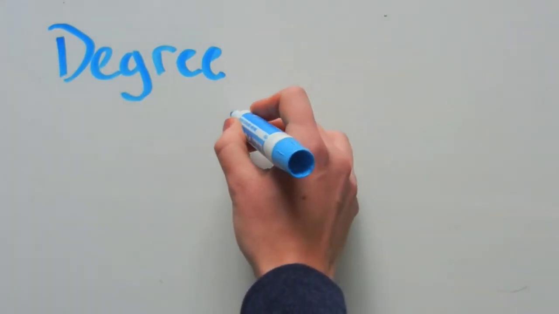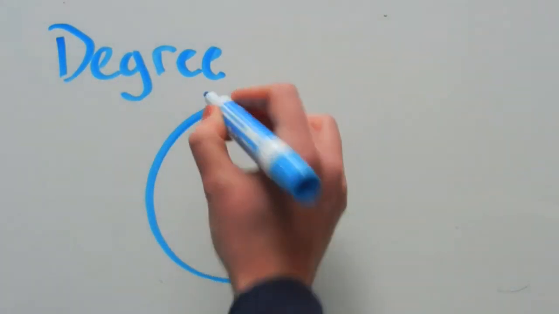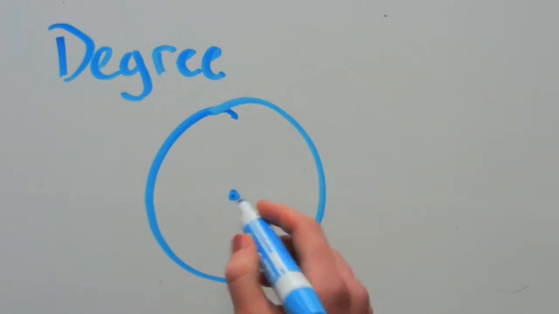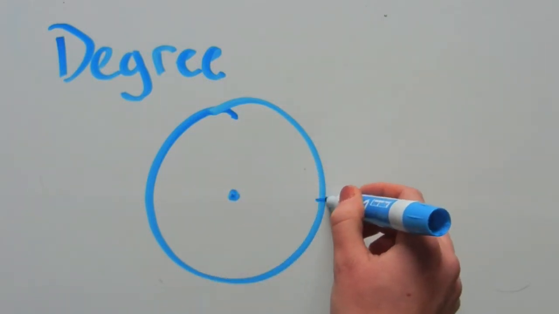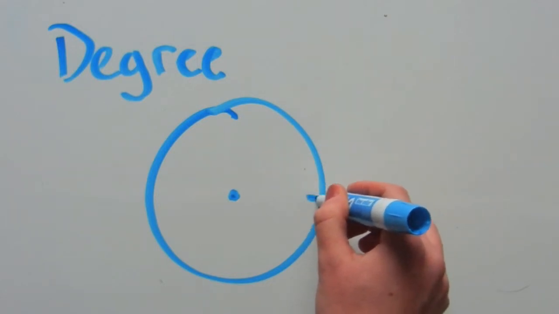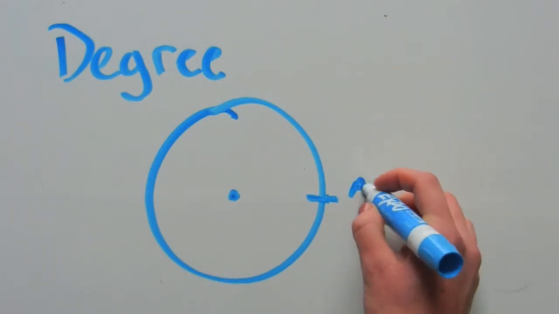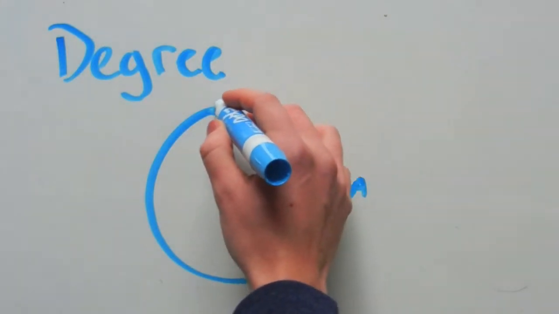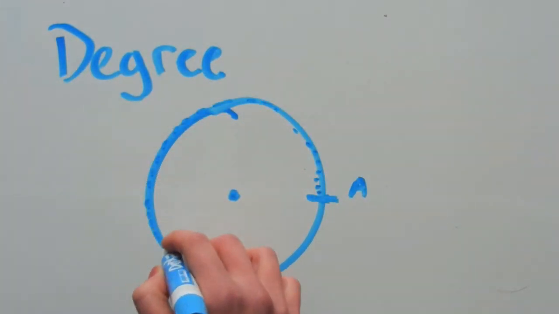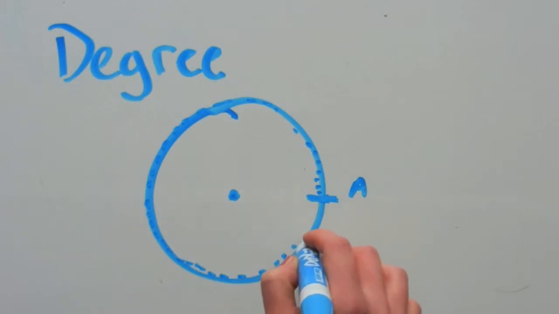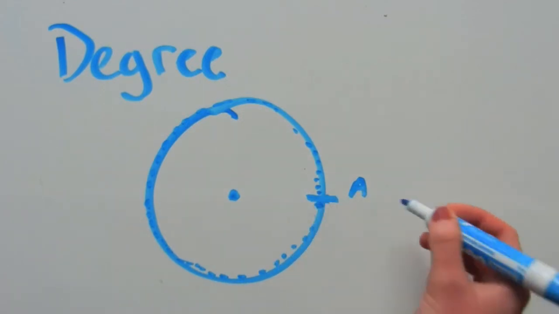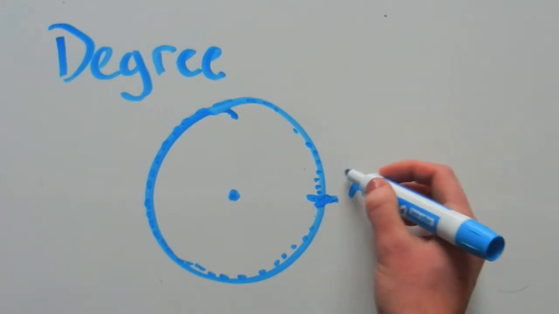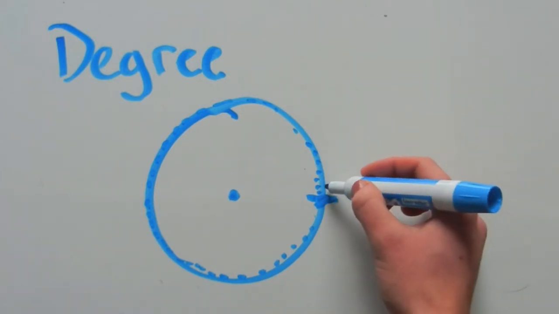If you were to draw a circle and split it up into 360 different steps all the way around the circle, starting at this point, let's just go ahead and name this point A. So if you were to step 360 times in even steps around this circle, getting back at point A, each step would be a degree.